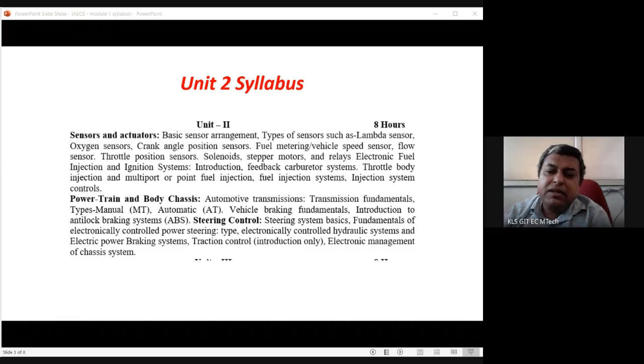Then you will go and you will make an accident. Okay, so sensing, analysis, actuation, that is very important. So what all sensors, I think the slide is visible, just check. Basic sensor arrangement, types of sensors such as lambda sensor, oxygen sensor. This is from the car point of view.